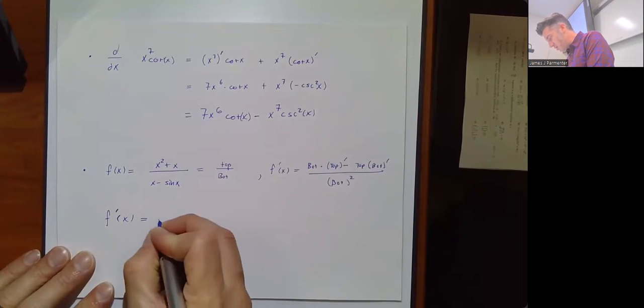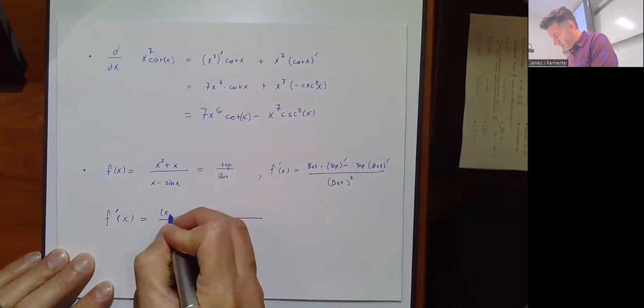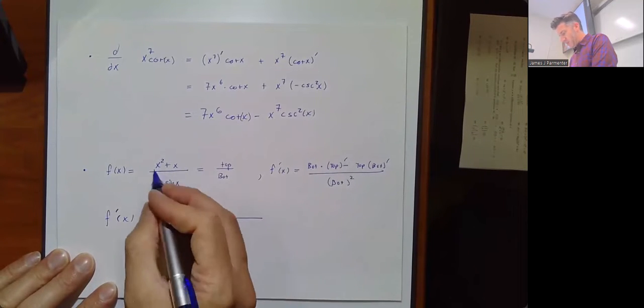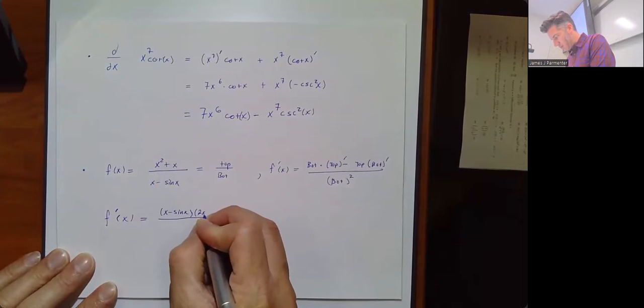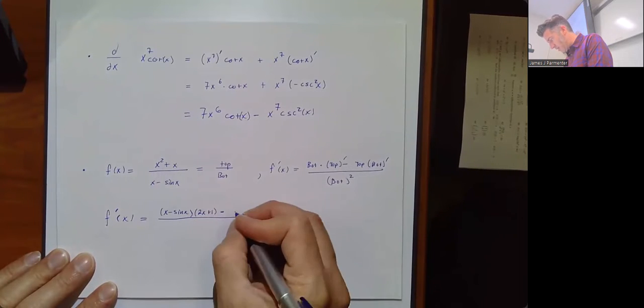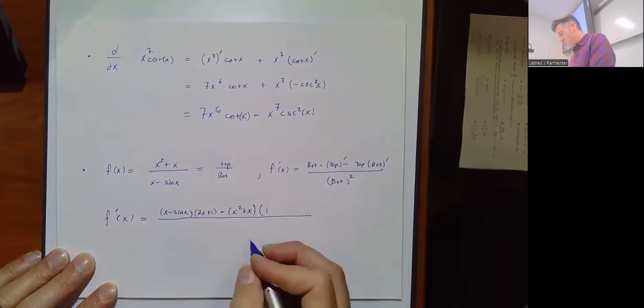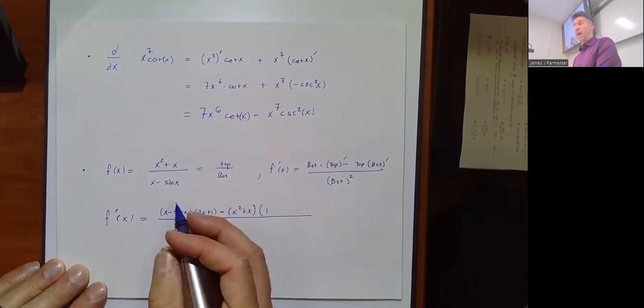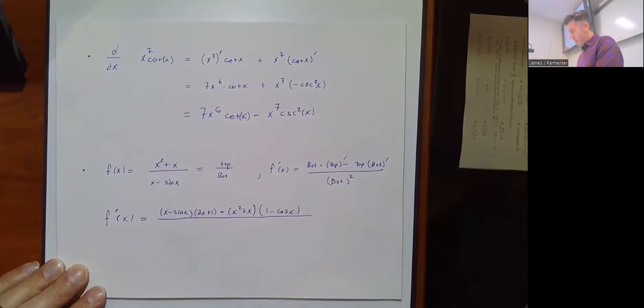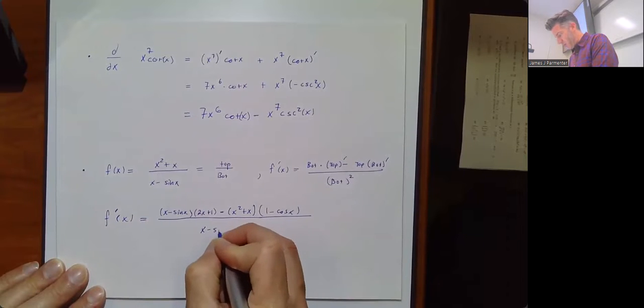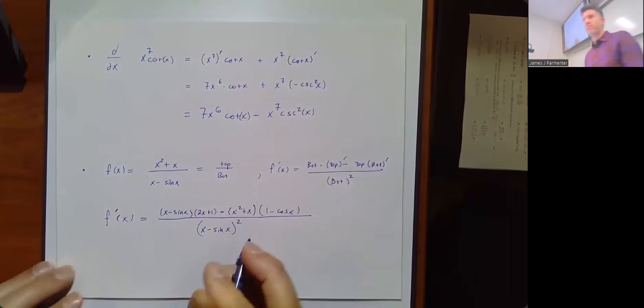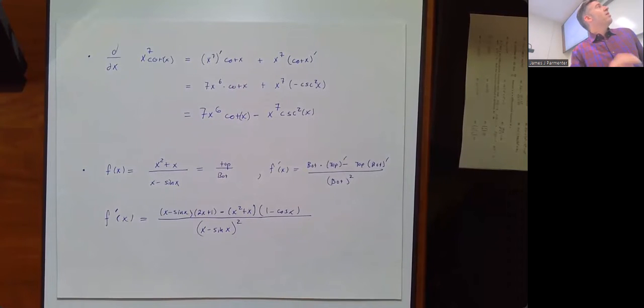So here, we're going to get the bottom, x minus sine of x, times the derivative of the top, which is 2x plus 1. And then we're going to subtract the top, x squared plus x, times the derivative of the bottom, which is 1 minus cosine x, and then all divided by that denominator quantity squared. You probably do need to memorize it if you haven't already. It's going to come up. It's not going away.